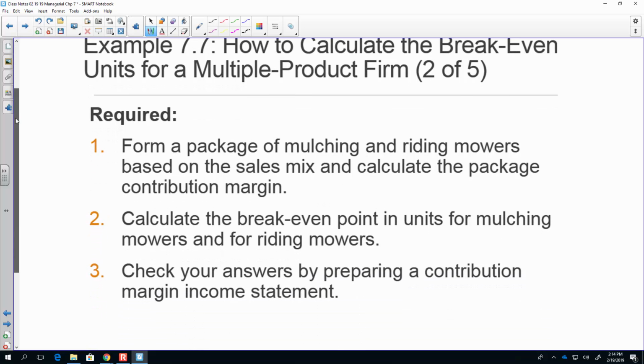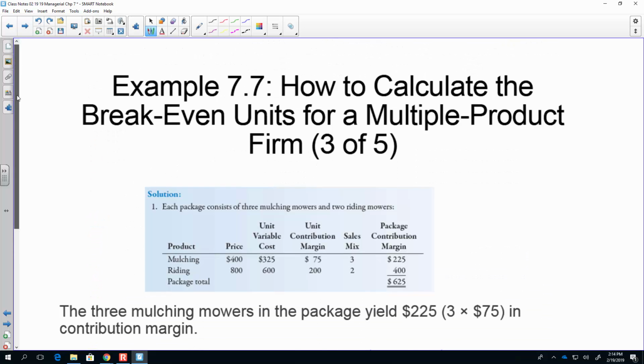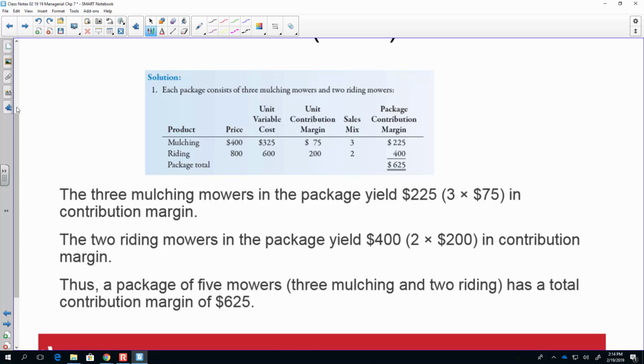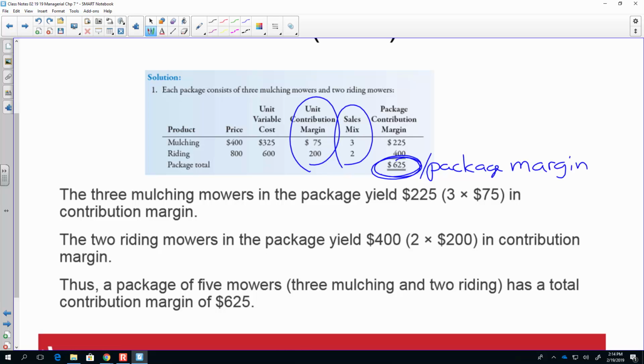And so they want us to come up with this package margin, and they do so with a little table. So this table is on page 353. You can see how they use the mix, and they multiply it by the margin per unit to come up with this 625, which is the package margin. So this package margin then is our bottom denominator computation. The top number, the fixed cost, doesn't change. That's exactly what we've done in the past. How's that feel? Is that all right?